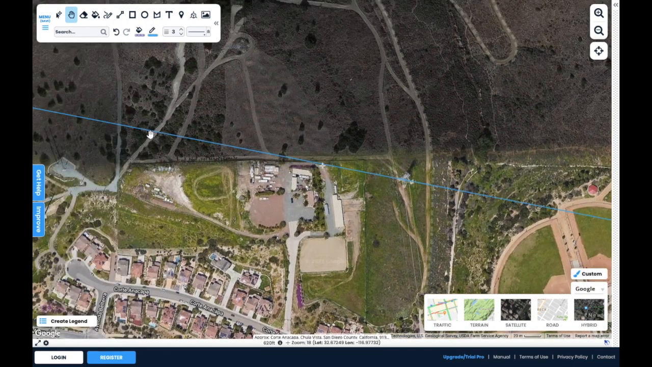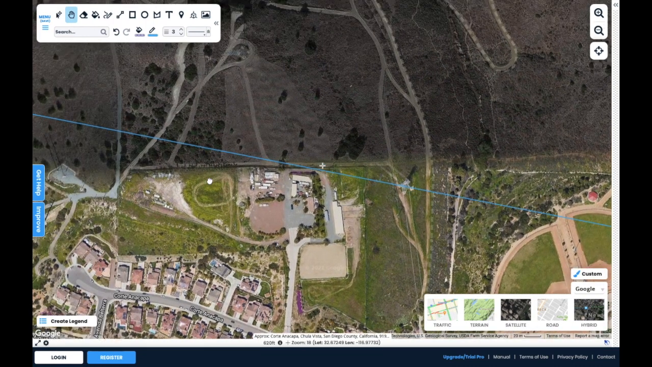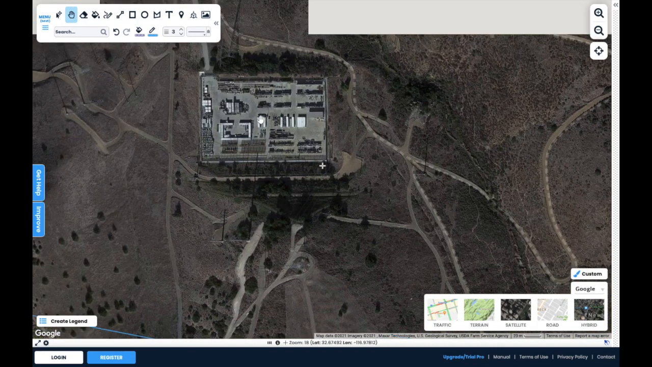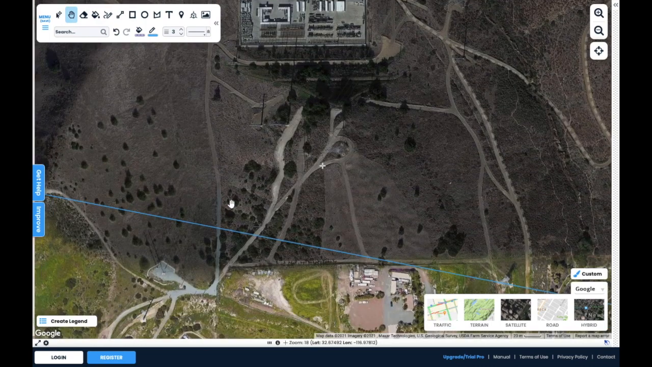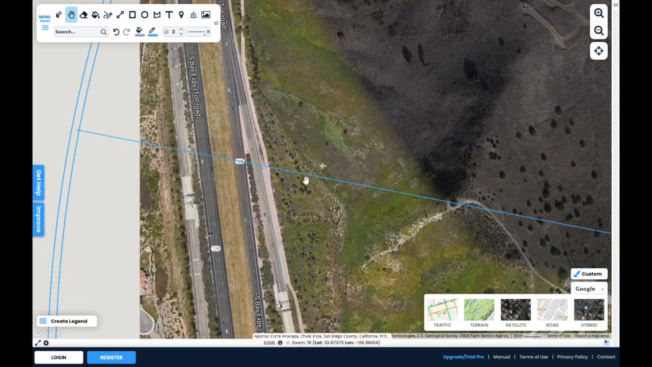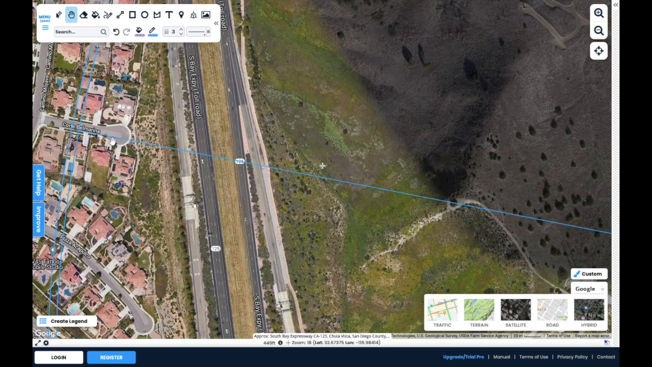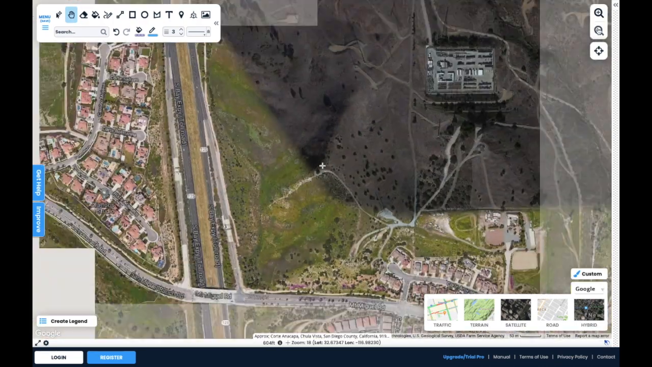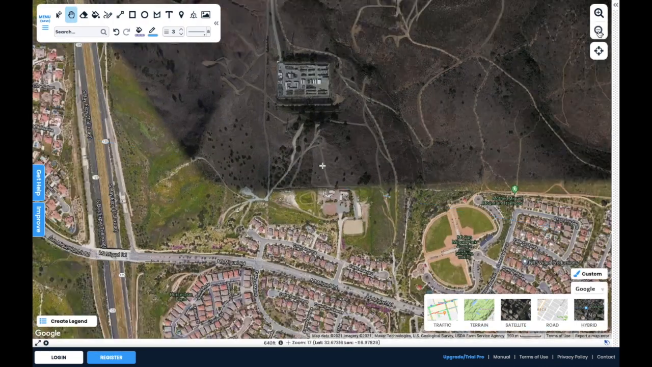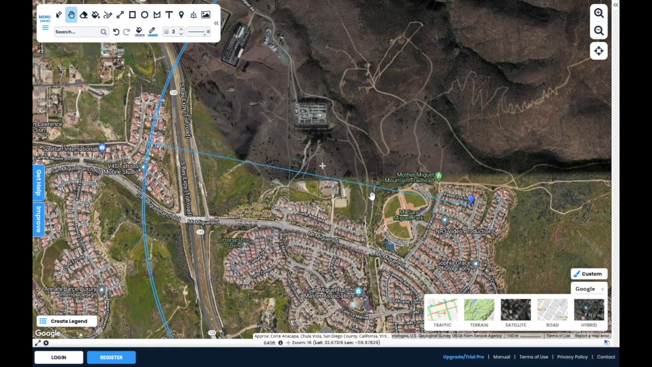Now this line crosses over into this area here, which interests me, which happens to be this station. We'll keep going. It crosses over onto this main road and then stops at the 1 mile mark, which is over here. So that's the very first place to look, along there.